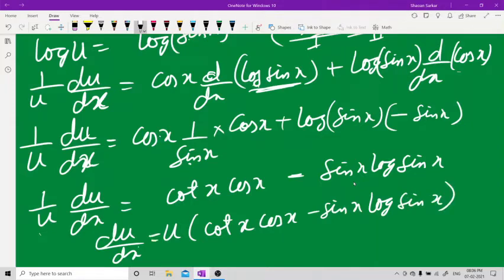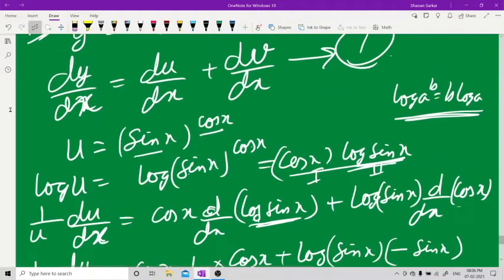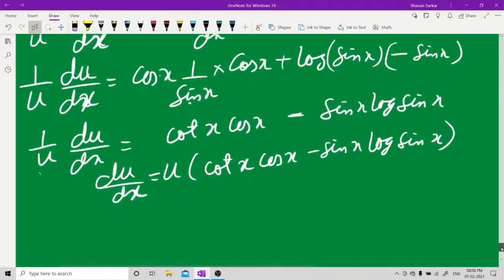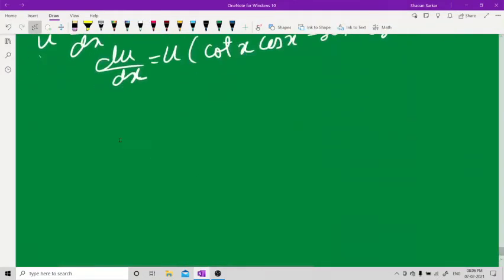Write the equal to here. This is dx. What was u? I think u was sin x to the power of cos x. Just let me check. Yes, sin x to the power of cos x. Just copy this thing in place of u.